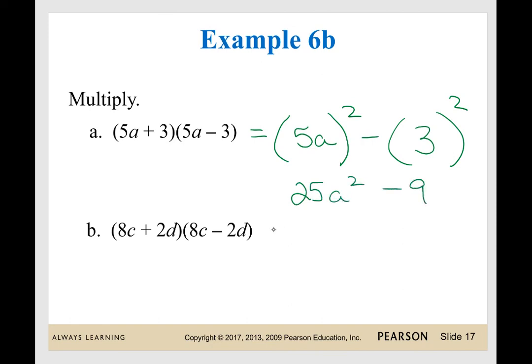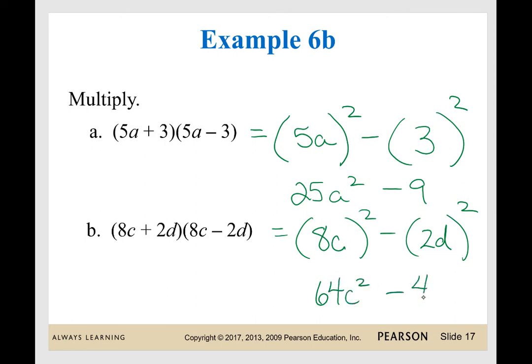All right, let's look at b. Okay, again, fits the pattern. Same 2 terms, one's adding, one's subtracting. So I'm going to go right to that pattern, a squared minus b squared. In the a position was an 8c, and in the b position was a 2d. So let's clean it up, and we get 64c squared minus 4d squared. So there are my answers. Hopefully your answers and work match my answers and work.